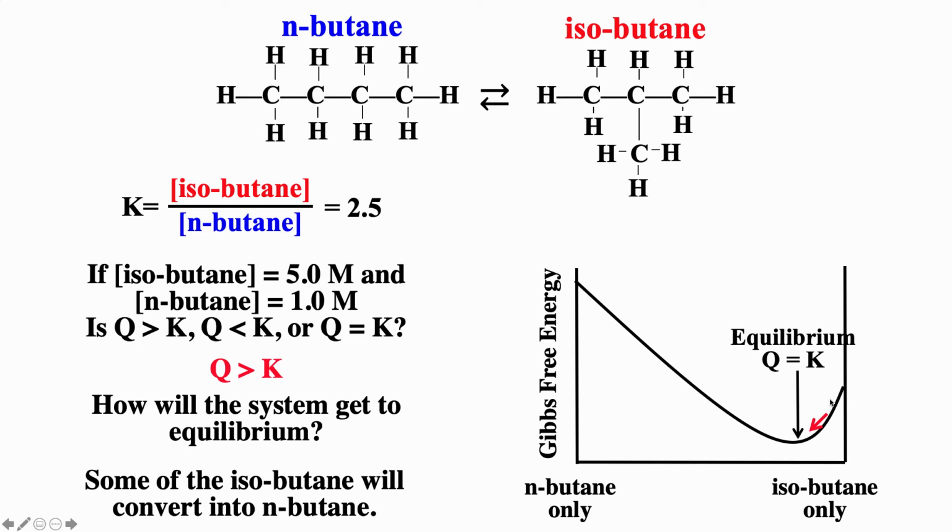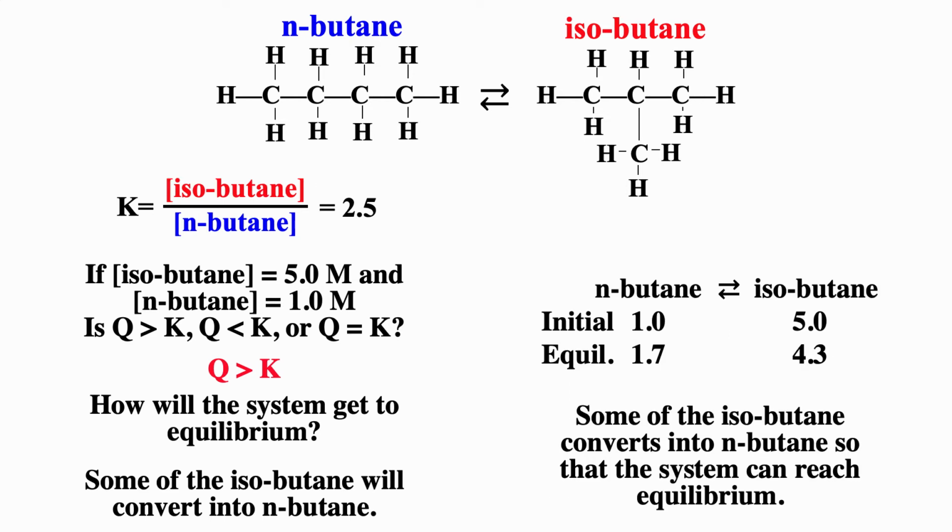Both reverse reaction and forward reaction always occur. If Q is greater than K, it means the reverse reaction will be faster. That's how you can go to the left. If Q is less than K, the forward reaction will be faster. That's how you go to the right. And if you're at equilibrium, Q will equal K, and that's why the concentrations will be constant. Now, in another video, we'll actually be able to calculate the concentrations at equilibrium, and we'd see that the concentration at equilibrium for N-butane would be 1.7, isobutane 4.3, if their initial concentrations were 1 and 5.